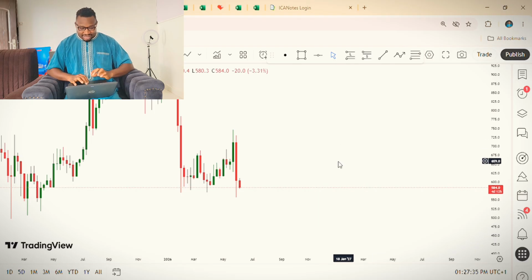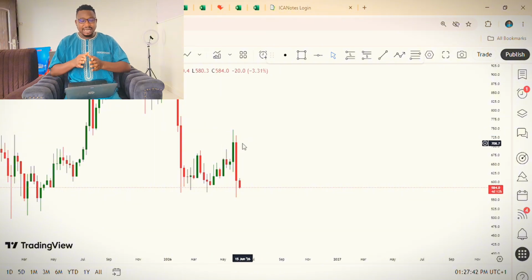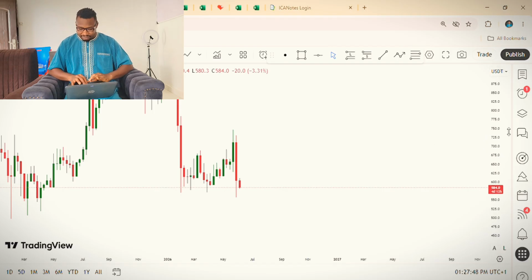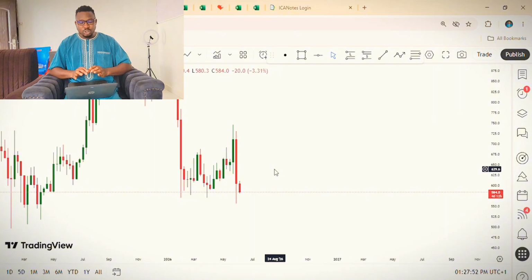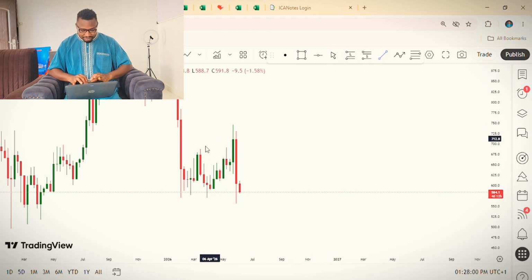Now let's go in. Here on the weekly time frame, I want to analyze Binance Coin. What am I supposed to be doing on the weekly time frame? This is it here. I want to spot the most recent break of structure. Where is the most recent break of structure? Is it this level?